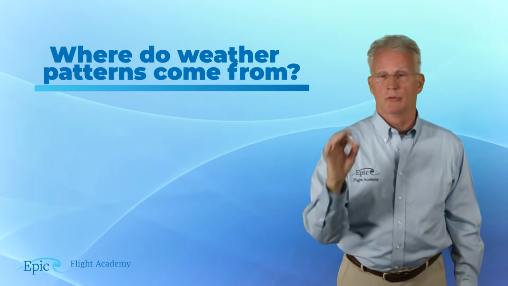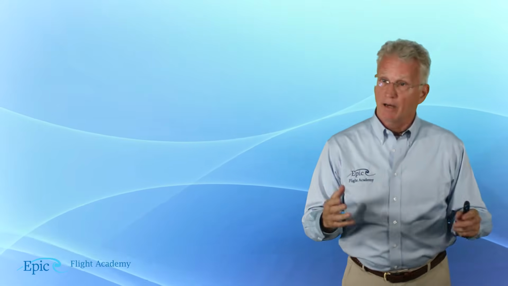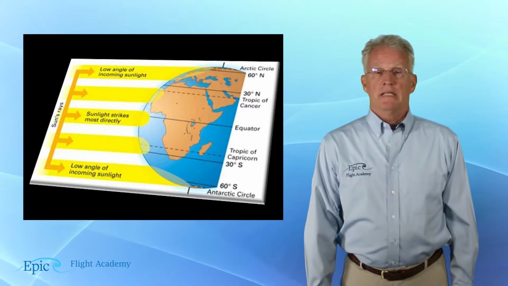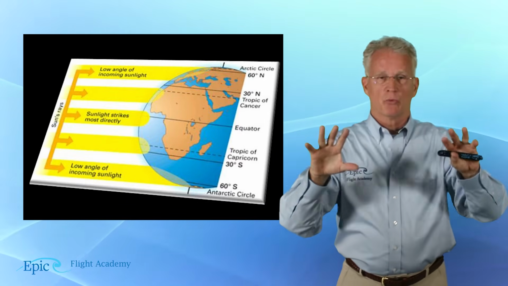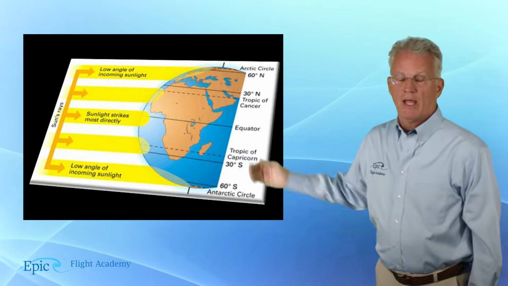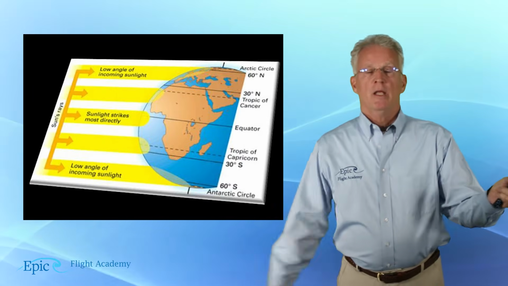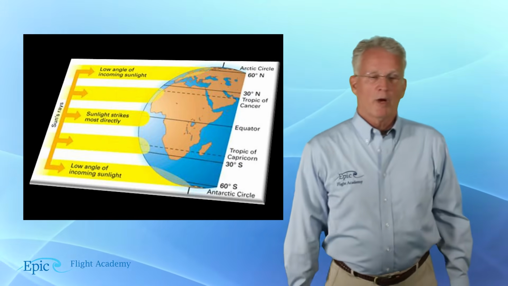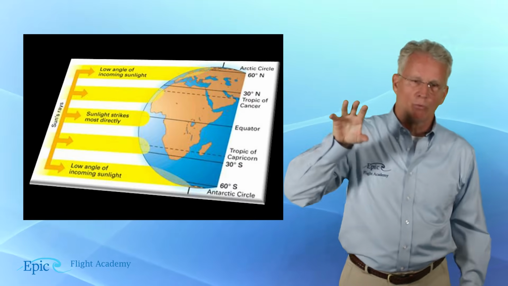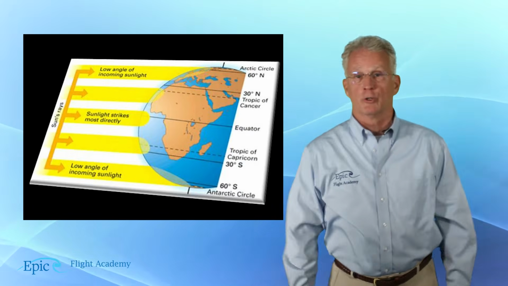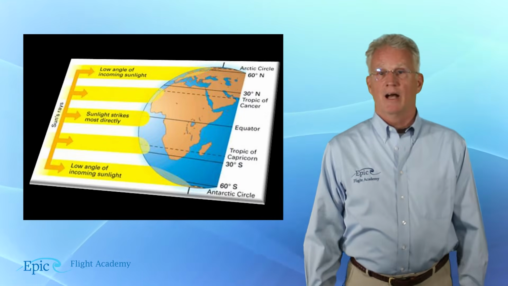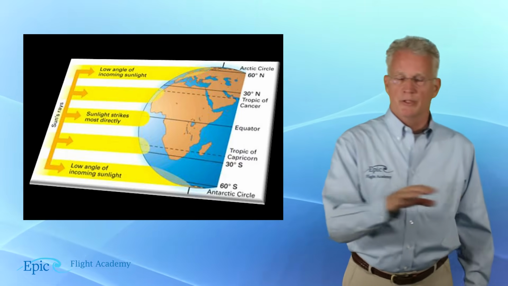So, where do weather patterns really come from? Well, it all boils down to the uneven heating of the Earth's surface. Now, this is caused primarily by the angle at which the sun's rays hit the Earth's surface. You can see that in this diagram. And of course, we have talked about it earlier. Near the equator, those rays are more direct. Near the poles, that same quantity of sunlight rays is spread over a larger geographic area. That causes uneven heating and uneven distribution of energy.